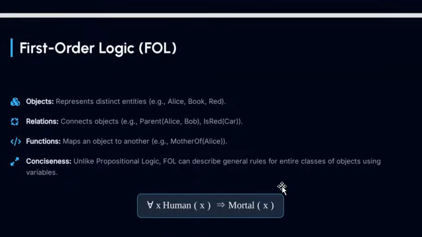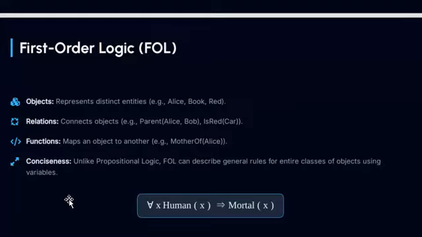The other topic is first order logic. First order logic is more powerful than propositional logic because it can represent objects, relations, and functions, which are written here: objects, relations, and functions.